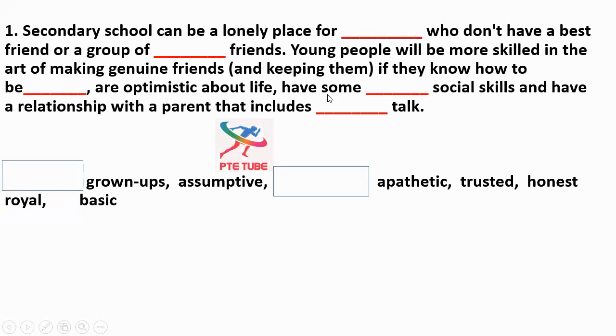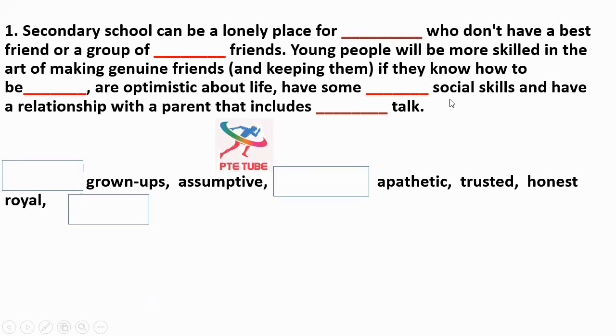Are optimistic about life and have some dash social skills. What kind of social skills? What you are supposed to do is focus on the words on either side of the blank: some sort of social skills. What sort of social skills? Grown-up skills? No. Assumptive fits fine but not best. Apathetic? No. Trusted social skills? That can't come. Honest skills? No. What fits best from all the available options is basic. Basic social skills. Basic is an adjective, isn't it? It describes what level of social skills is required.